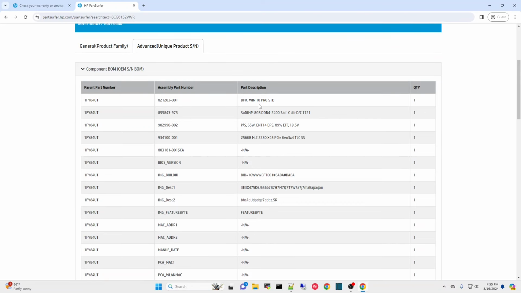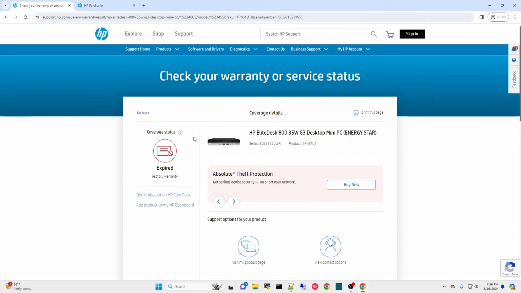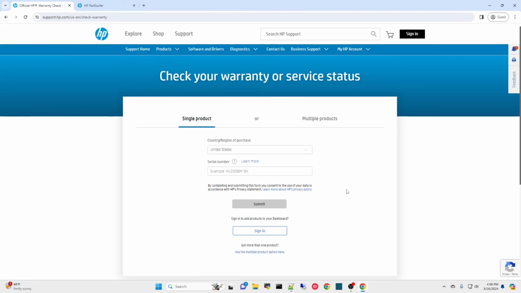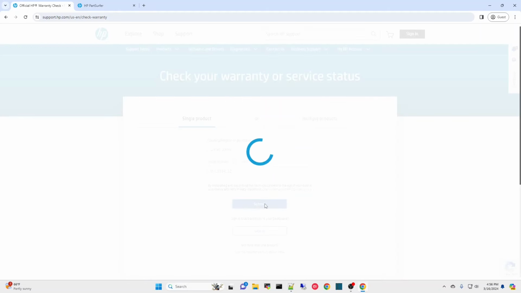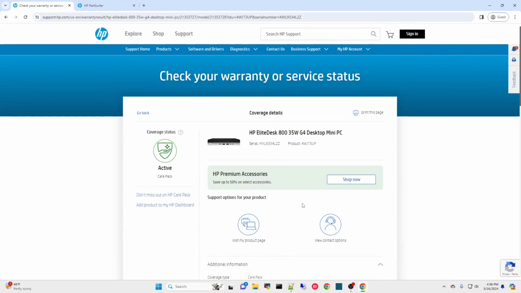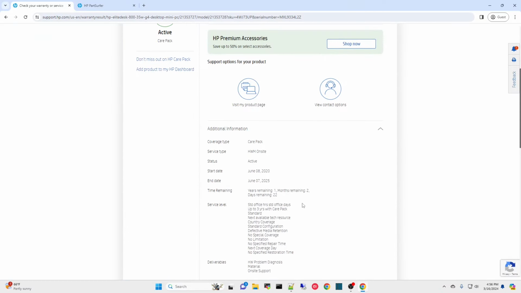It looked like it came with Windows 10 standard. But again, it gives you an idea of what the unit looked like when you first got it, the origin story. So let's look at the same thing for the G4, and see how old it is. Okay, that one came out in 2020, so it's about 4 years old.